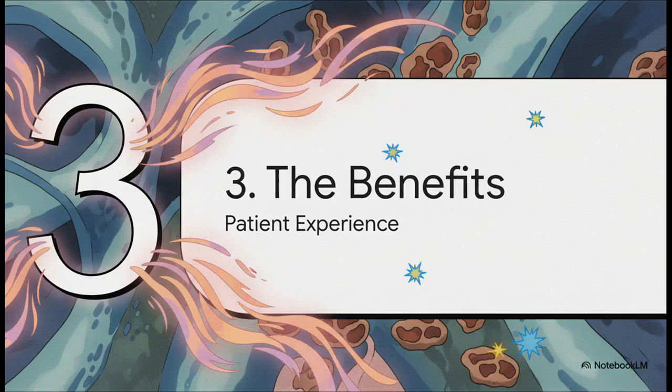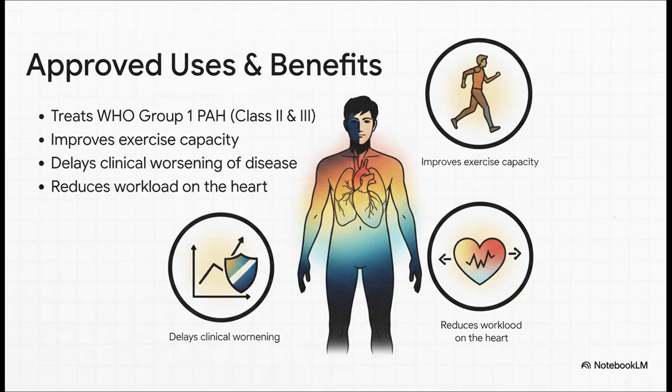Okay, that all sounds great in theory, right? But what does this targeted blockade actually mean for a patient day to day? What are the real-world results? Well, for patients, the benefits can be a huge deal. It's approved for a specific type of PAH where the problem is right there in the lungs' arteries. And the studies show it helps improve their ability to exercise, something that's often measured by seeing how far they can walk in 6 minutes. But even more importantly, it helps to slow the disease down, delaying it from getting worse and taking some of that immense pressure off the heart.